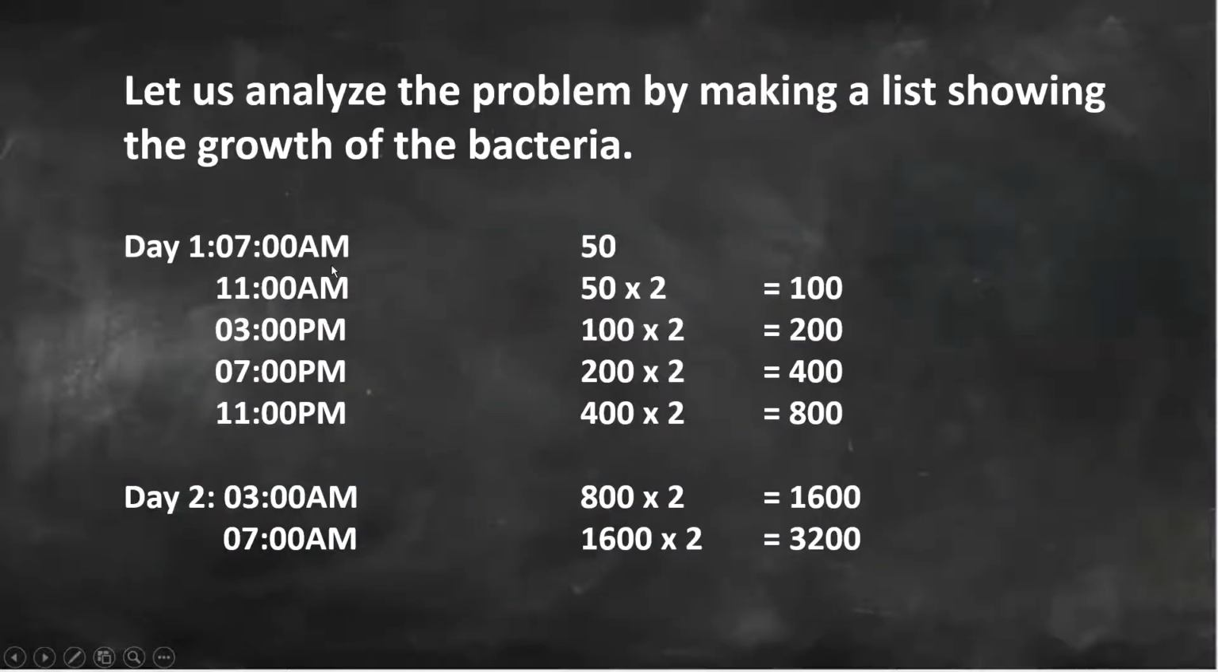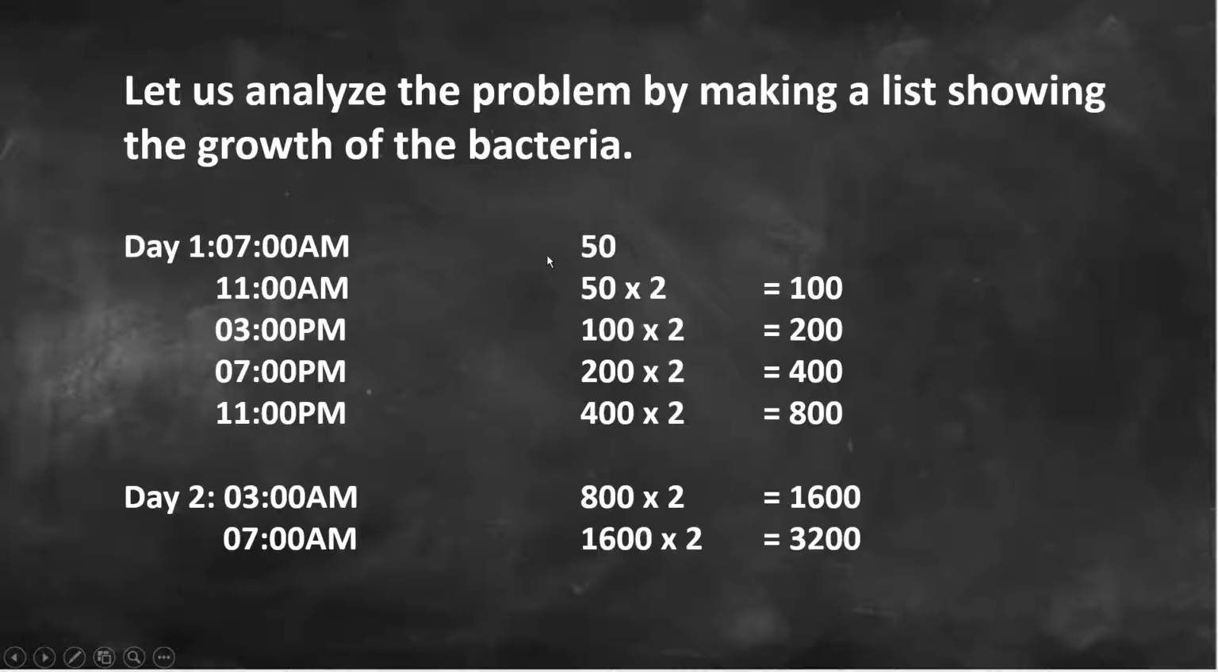So every 4 hours is constant. As you can see, 7 a.m. plus 4 becomes 11 a.m., and then plus 4 becomes 3 p.m., then 7 p.m., then 11 p.m. And after that, of course, that's already 3 a.m. the following day. And then another 4 hours, it is 7 a.m. So now, as you can see in the list, we have from 7 a.m. down to 7 a.m. the following day.